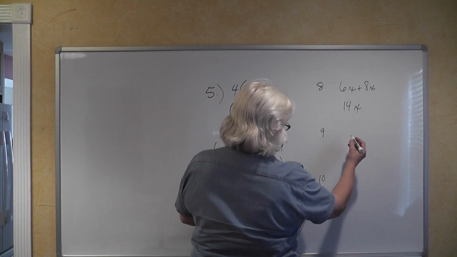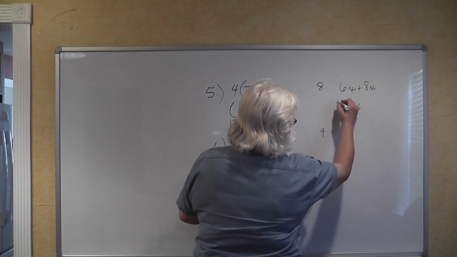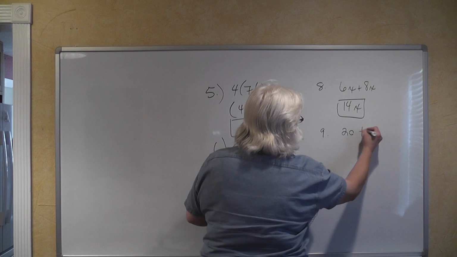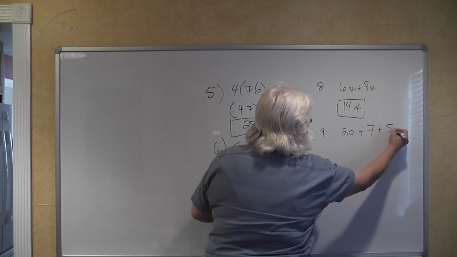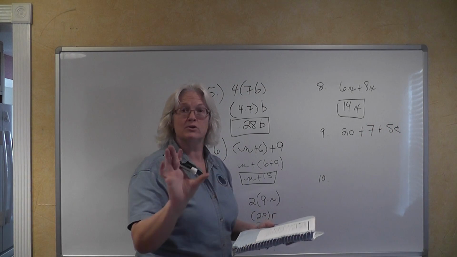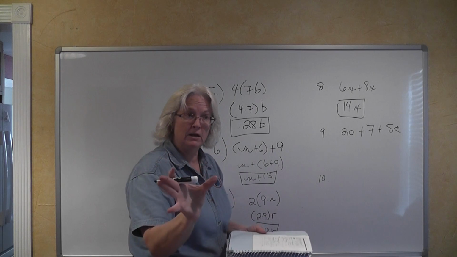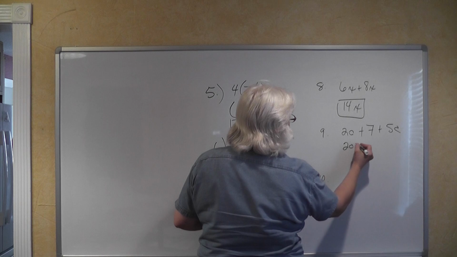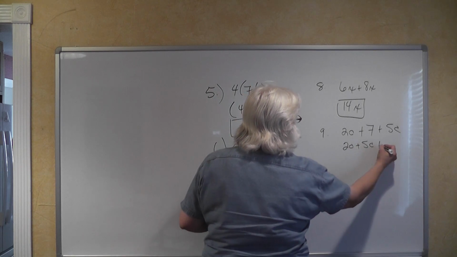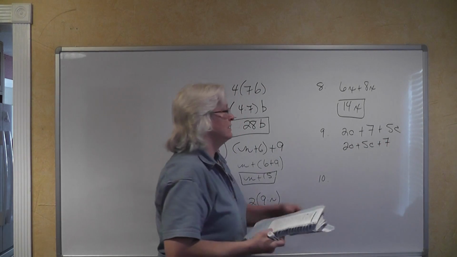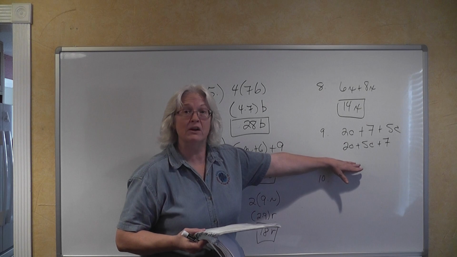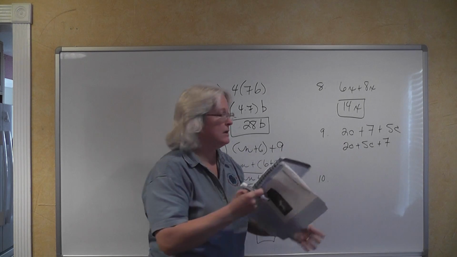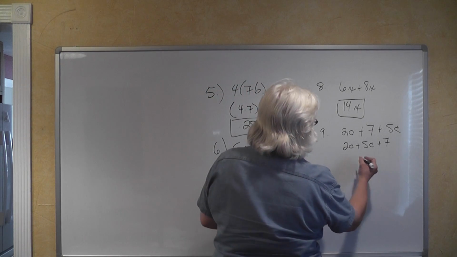Problem number 9, we have 2c plus 7 plus 5c. First, we're going to change the order using the commutative property. 2c plus 5c plus 7. And that makes it very obvious to us that we have two like terms. 2c plus 5c, 7c plus 7.